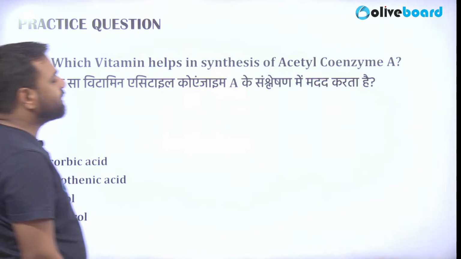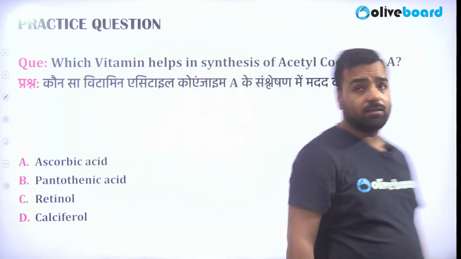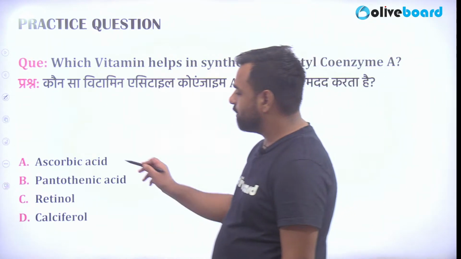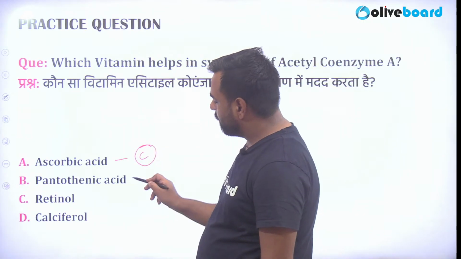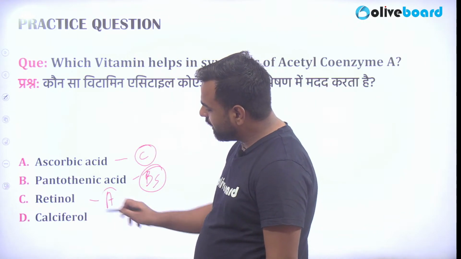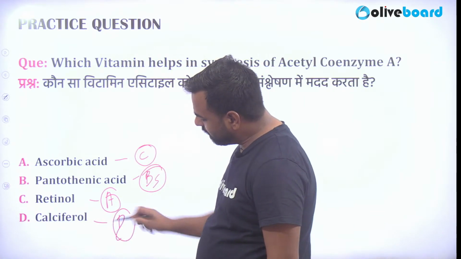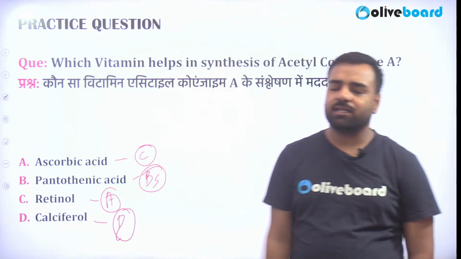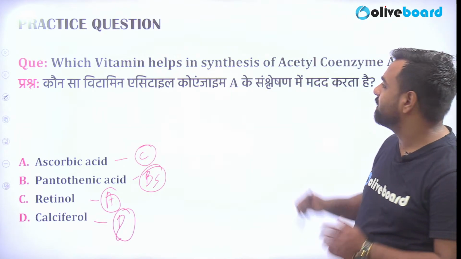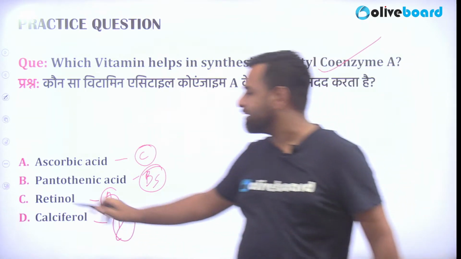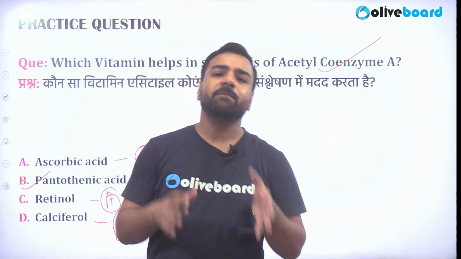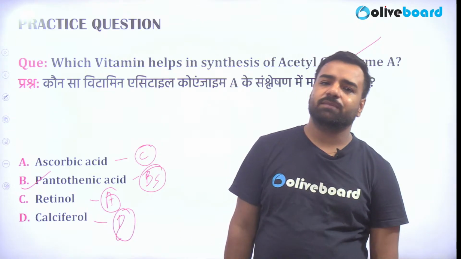Next, which vitamin helps in the synthesis of acetyl coenzyme A? Was it ascorbic acid? That was vitamin C. Was it pantothenic acid? That was vitamin B5. Was it retinol? That was vitamin A. And was it calciferol? That's vitamin D. What do you think? Guys, if you have heard this lecture carefully, you can easily tell that it was vitamin B5 that helps in the synthesis of acetyl coenzyme A, and that's why B, pantothenic acid, will be the perfect answer. This gives us clarity that we need to remember the scientific names as well, right?